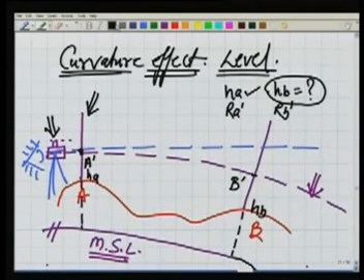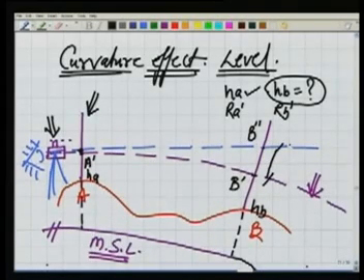Now, what we will do, we will try to see the exact nature of this error, what this error is. So right now, what we have seen is that instead of looking at B dash, we are sighting at B double dash. This is what is happening. Now, this value, how much is this?